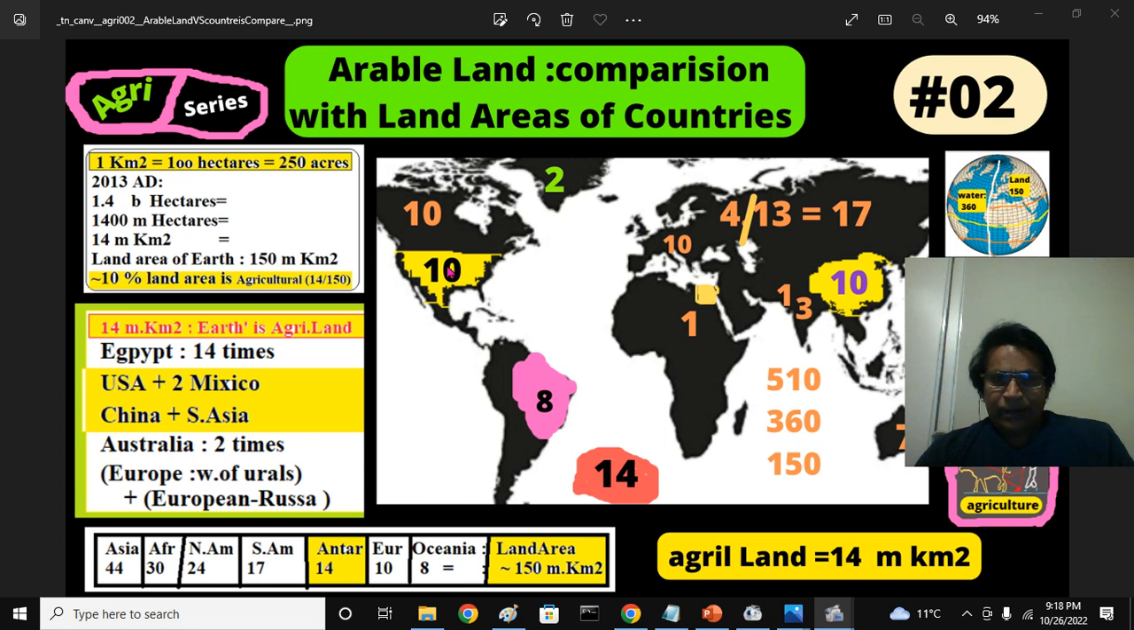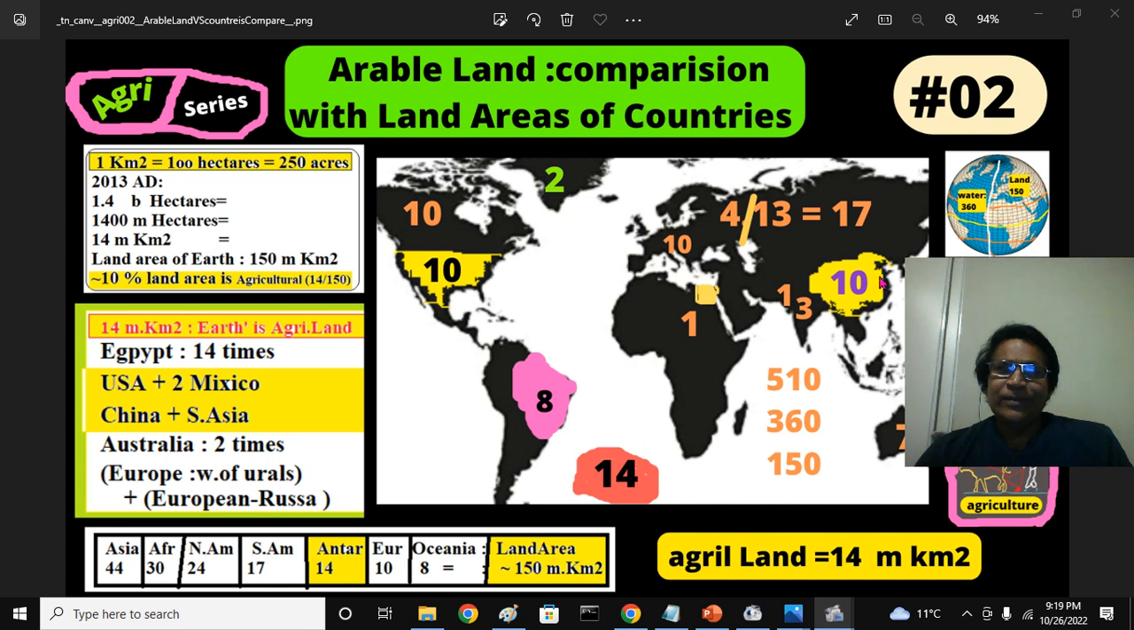Egypt is 1 million square kilometers. That means the agriculture area is 14 times Egypt. United States is 10. Its southern neighbor, south of the Rio Grande River, is Mexico, which is around 2 million square kilometers. United States plus Mexico, again one more Mexico, that is the arable land on the planet Earth.